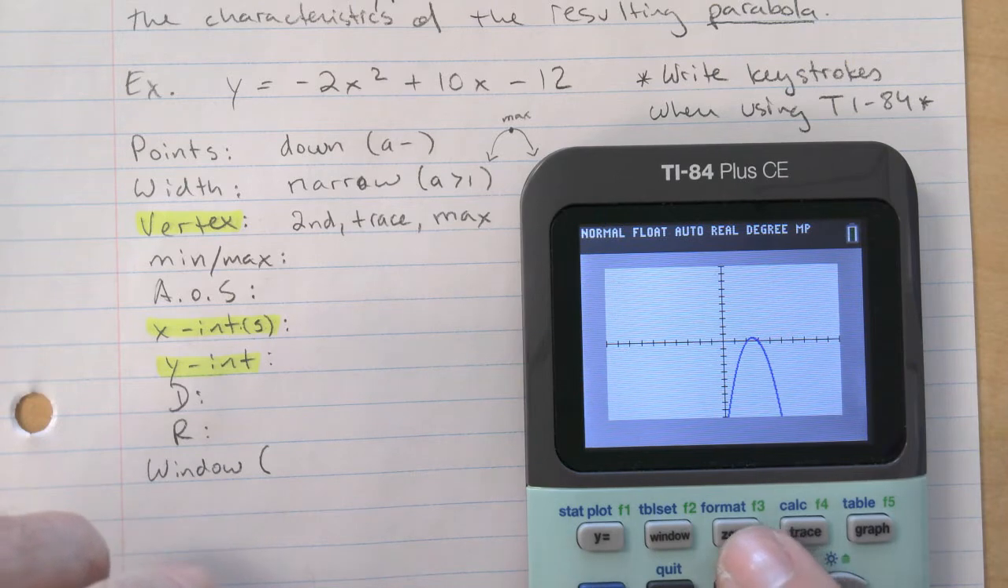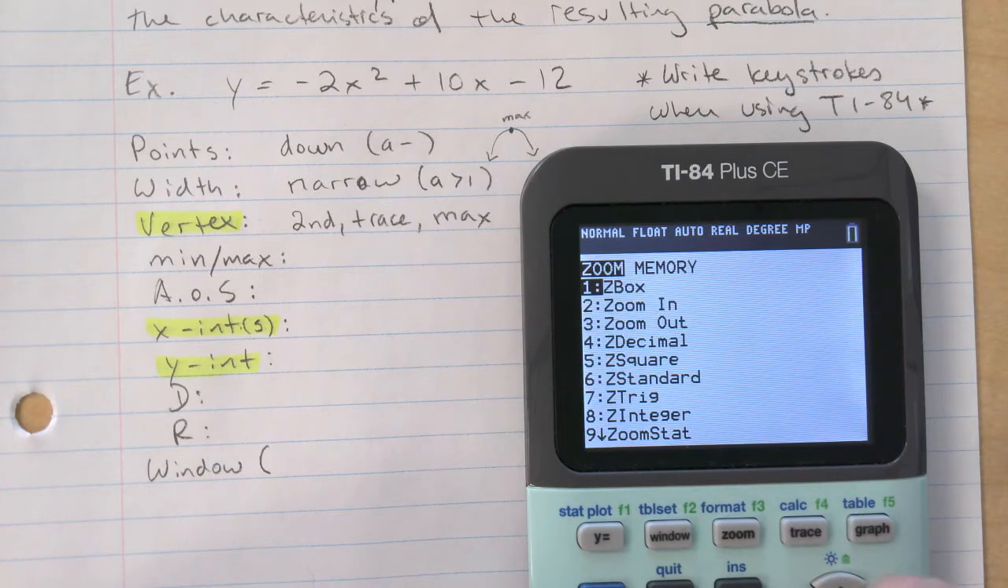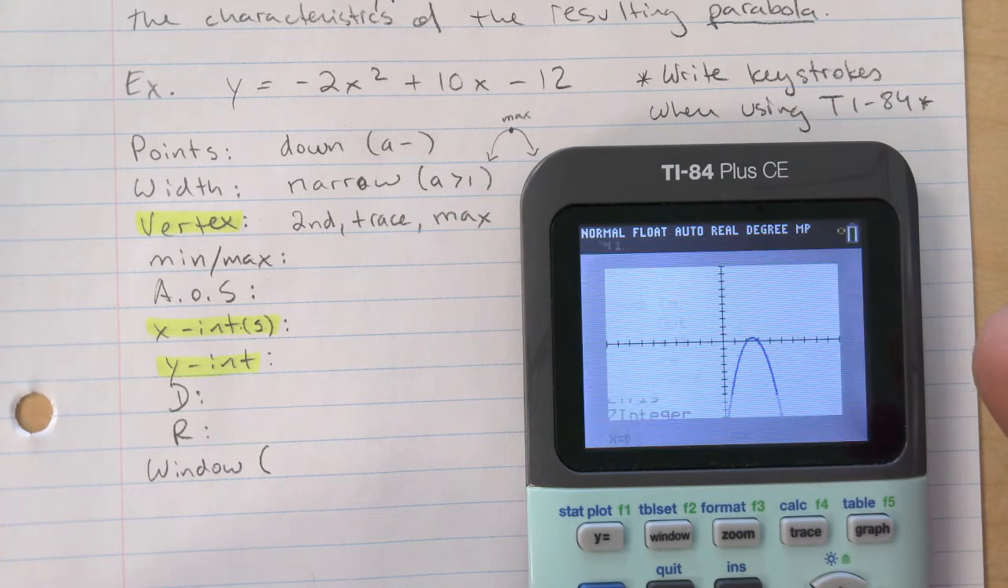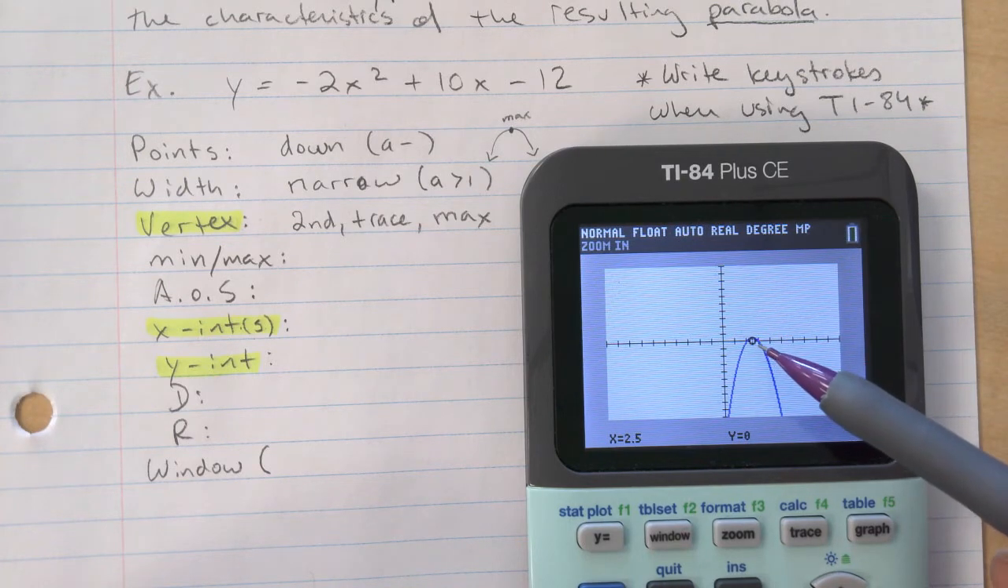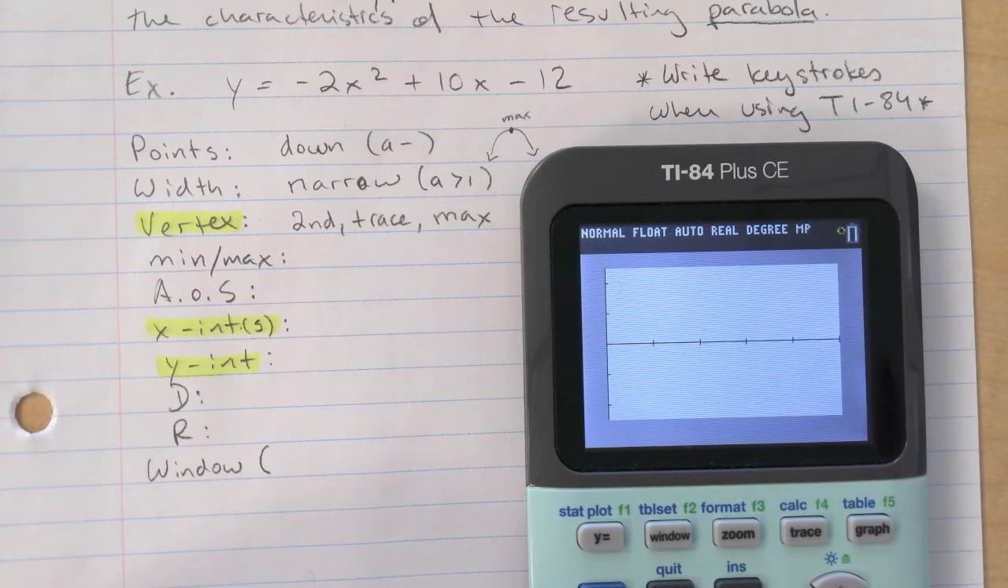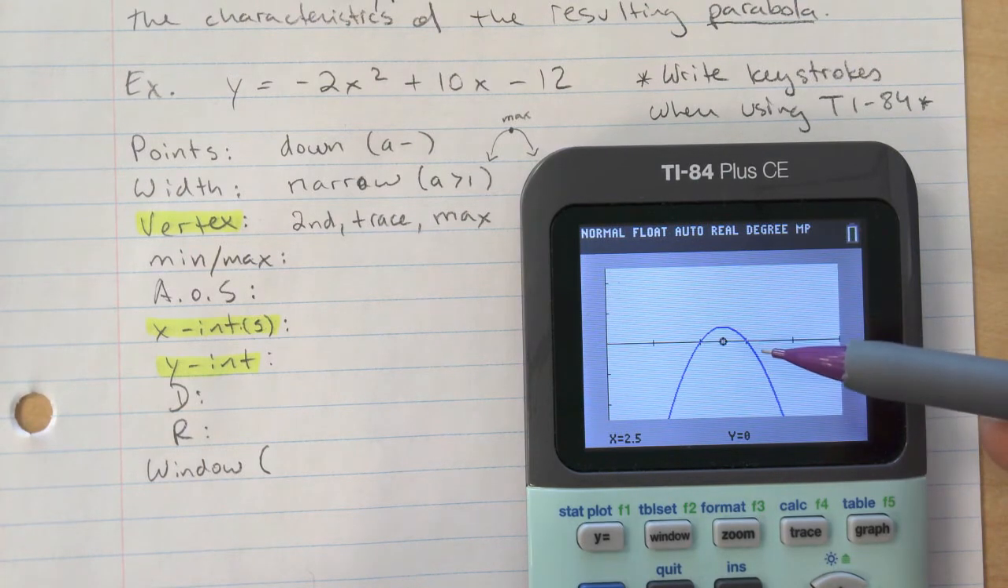So here I'm going to introduce you to a new feature. Okay, it's called the zoom feature. It has different zooms. Okay, so press zoom and we're going to zoom in. Second option here, zoom in, hit enter, and now you have to tell the calculator where you want to zoom into. So I'm going to kind of just go sideways and say that I want to zoom into that area right there. Okay, and then you hit enter, and now you should be seeing this.